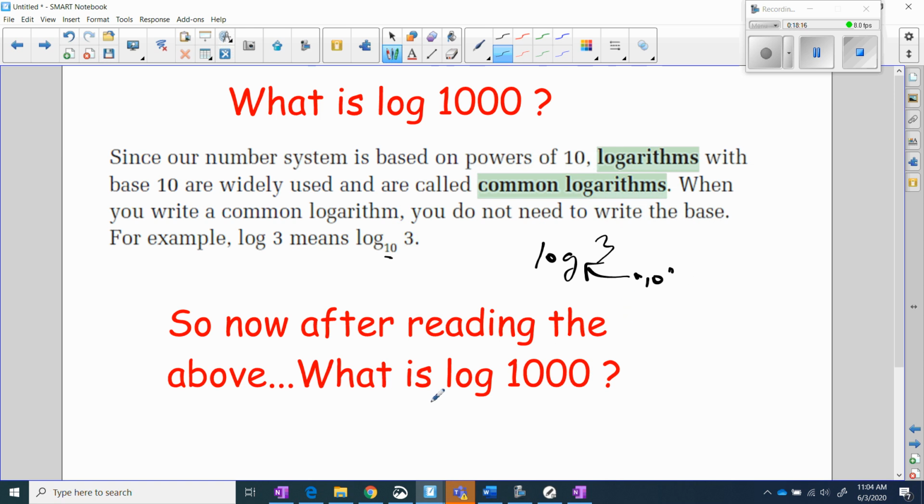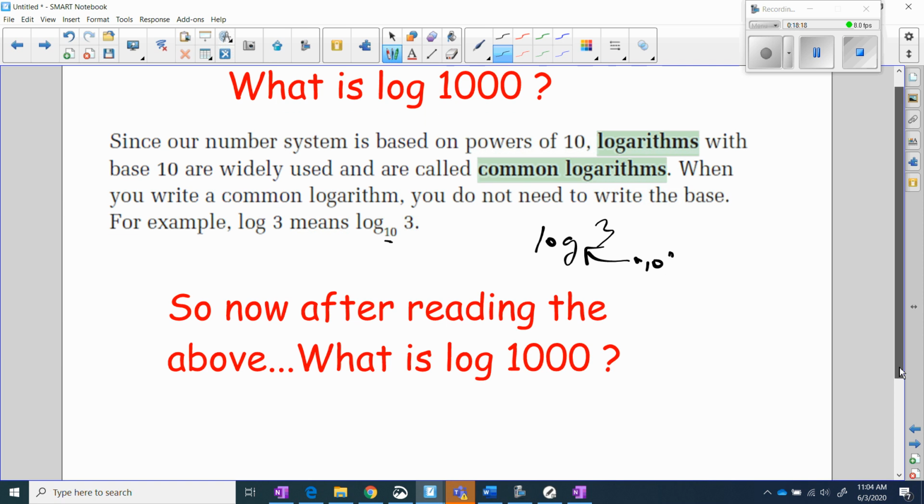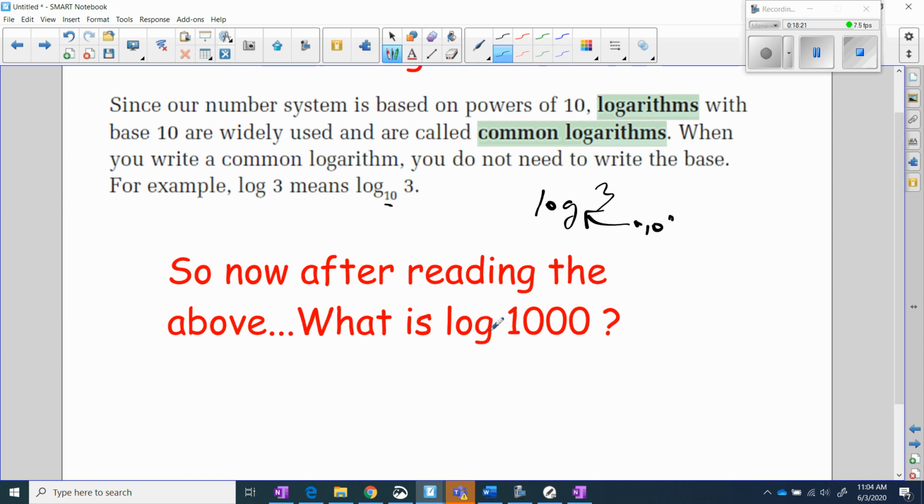So if I say, okay, everyone, you get that? And you say, yep, I get it now. And if I said, okay, what's the log of 1,000? You said, I'm not sure. Well, this is where you have to understand what logarithms are. There's no base there. It means it's 10. This is saying 10 raised to what power will give me 1,000? Well, 10 to the power 3. So the log of 1,000 is 3.